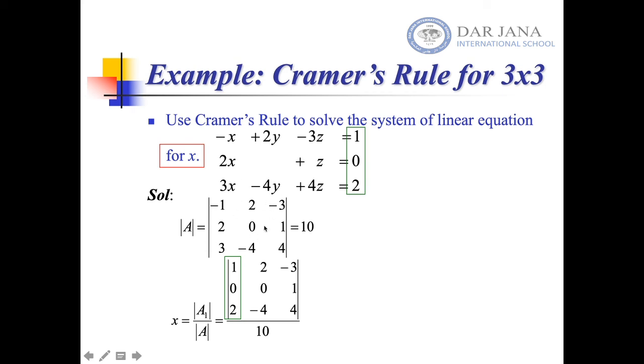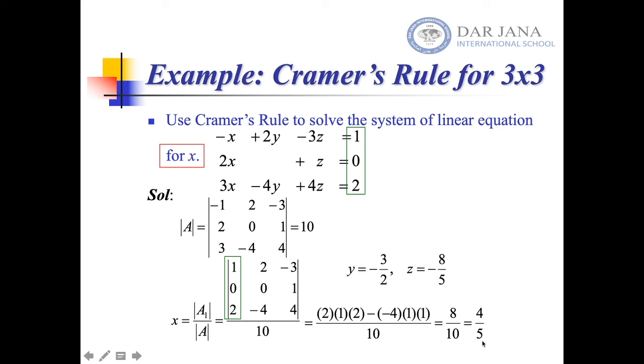Now to find x, we replace the first column of the coefficient matrix, the column for x, by the constant column. So I replace this column, negative 1, 2, and 3, by 1, 0, and 2, and find the determinant. Then we divide the result by the determinant of the coefficient matrix, and it will be 8 over 10, which is 4 over 5.